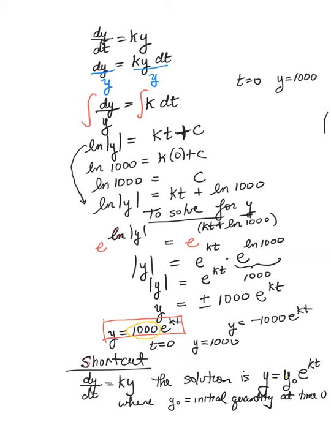Okay, so rather than redoing this over and over again, from now on, when we have this particular differential equation, but it has to be that form, we could just immediately write y equals the amount present at time 0 times e to the kt. All right, let's take a look at a few multiple choice questions that appeared on this topic.